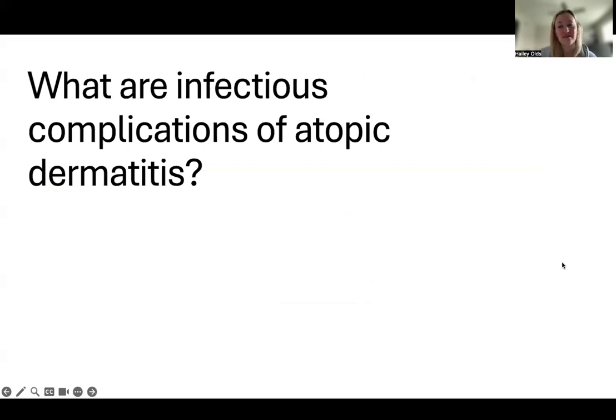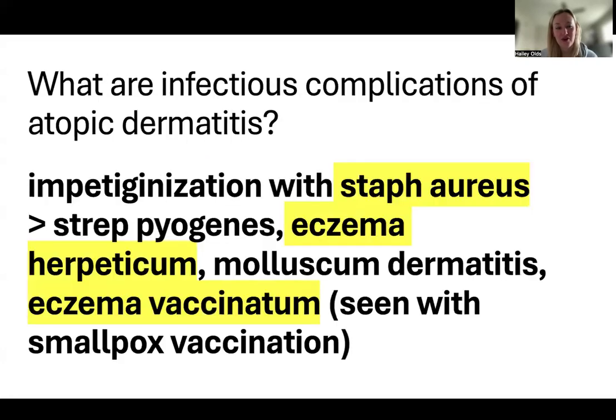What are the infectious complications of atopic dermatitis? So you can get eczema herpeticum, eczema coxsackium, impetiginized eczema with Staph aureus. Eczema herpeticum is when you have HSV superimposed, and eczema coxsackium is when you have Coxsackie virus or hand, foot, and mouth superimposed. You can also get molluscum, and you can get eczema around the molluscum. And then you can get eczema vaccinatum, which is seen with the smallpox vaccine. So the same kind of concept as eczema herpeticum.